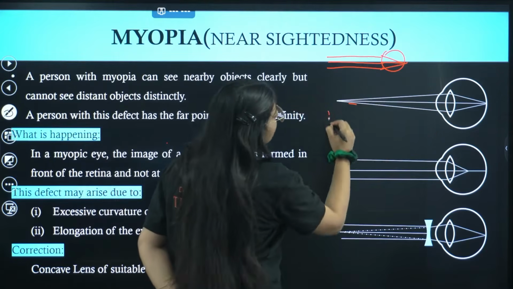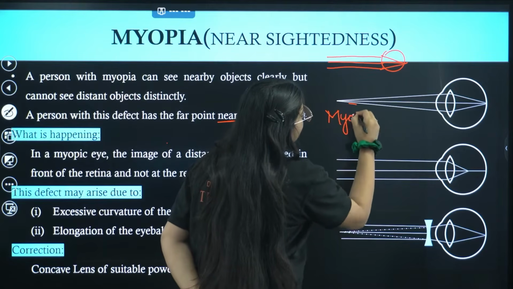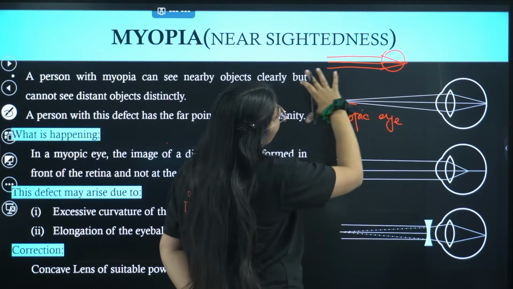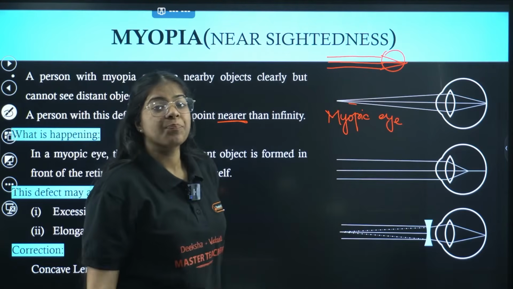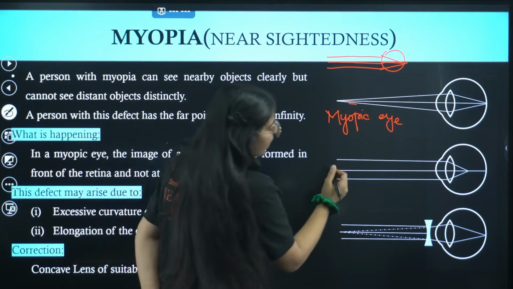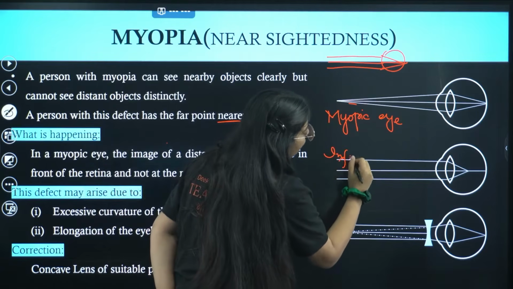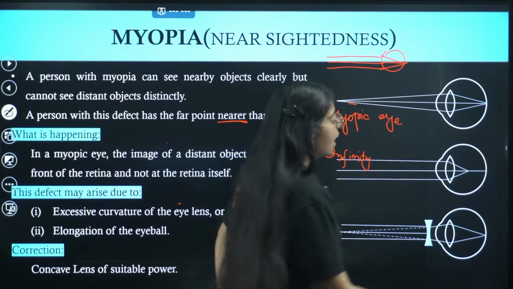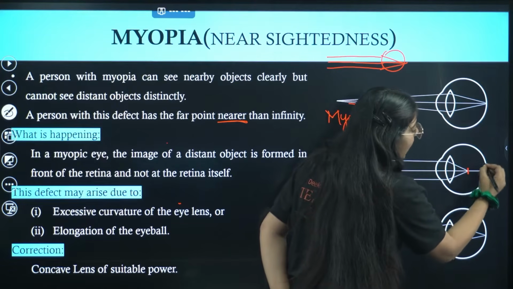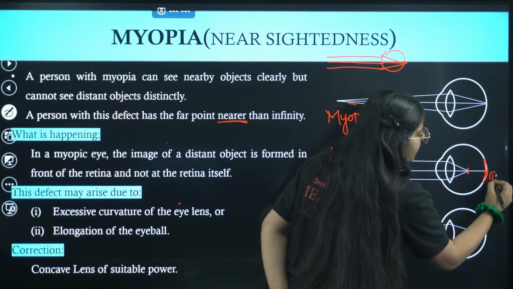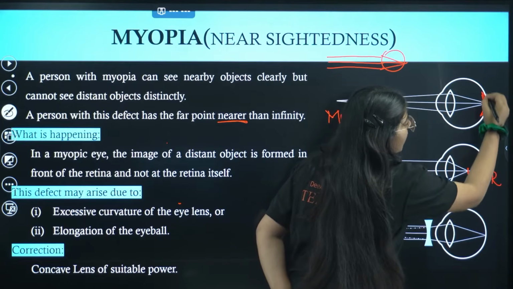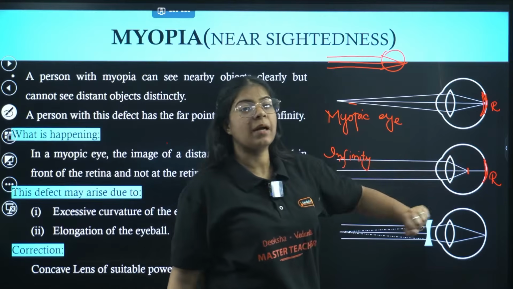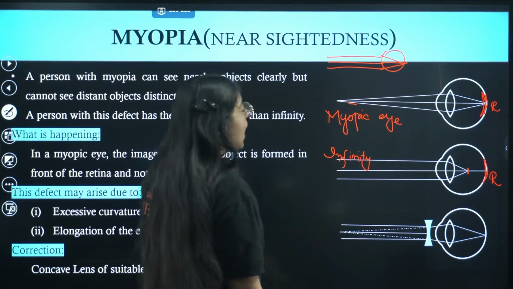But this is my myopic eye. In this, what is happening? My eye cannot focus the rays coming from infinity on the retina. What it is doing is focusing those rays in front of the retina. This part is the retina. It is focusing these rays not on the retina but before the retina.